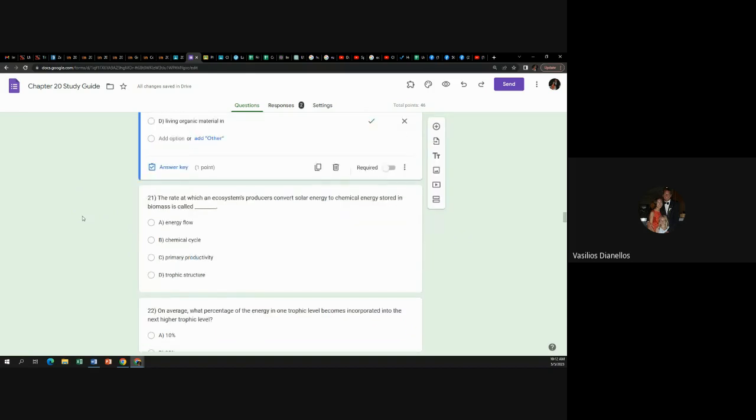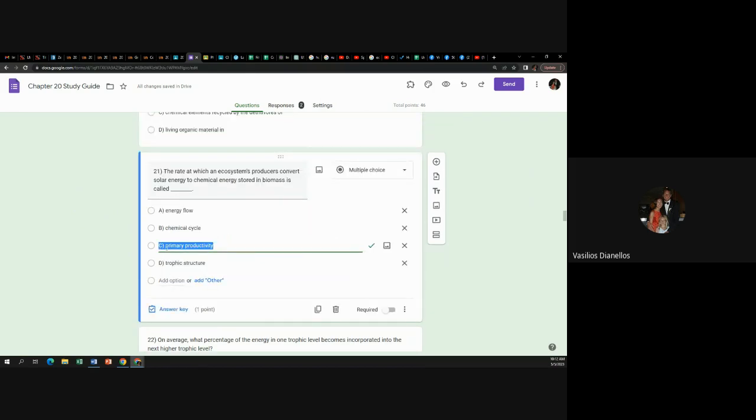All right. The rate at which an ecosystem's producers convert solar energy to chemical energy, that's just called primary productivity. There's not much to say about that one. Obviously, if we're talking about converting solar energy to chemical energy, then we're talking about producers, right? We're talking about plants usually. And if we're talking about producers, that's the only one that has producer in the name, right? Primary productivity. So that's the produce and productivity. But any questions about number 21?